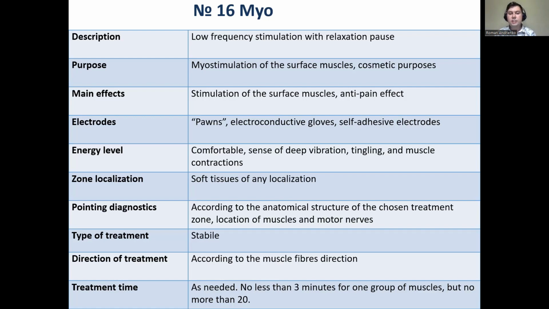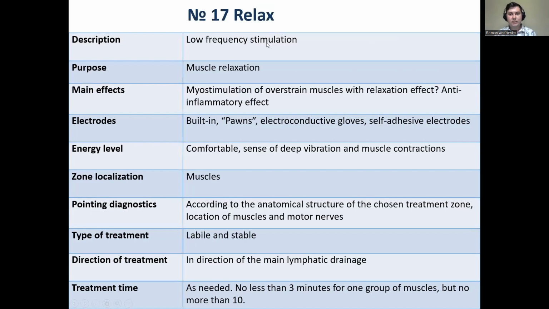If we move the electrode, like usually we're stable, because if we want the muscle to contract, we push certain points. But if we are moving, we move according to the muscle fibers direction. So like this, for example. And treatment time should be no less than 3 minutes for one group of muscles, but no more than 20. We don't want to over-excite the muscle.